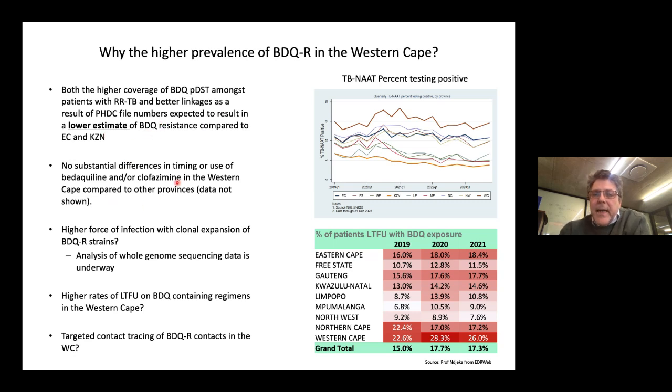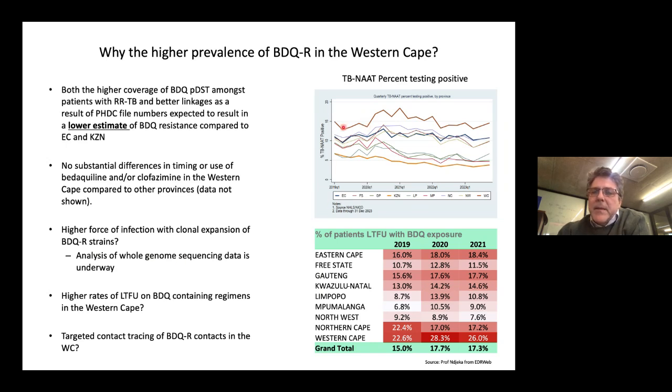We also looked at the data in terms of the timing and use of bedaquiline and clofazimine in the Western Cape compared to the Eastern Cape, KwaZulu-Natal, and even other provinces not in the cross-sectional survey, and we didn't find a substantial difference there, but data haven't been shown in the interest of time. There's a possibility that we've got a higher force of infection with the clonal expansion of bedaquiline-resistant strains, and the analysis of whole genome sequencing is currently underway.